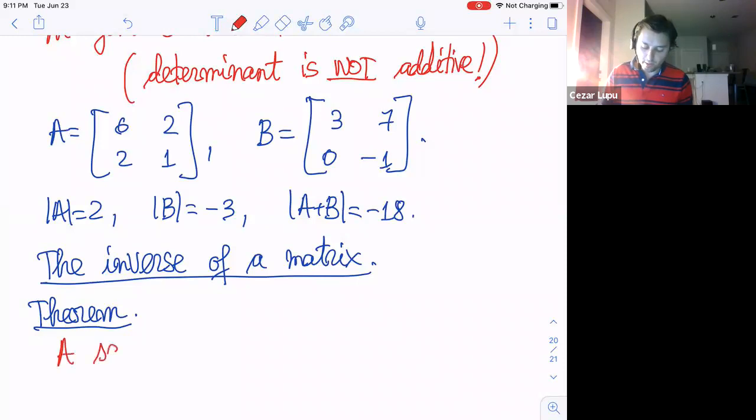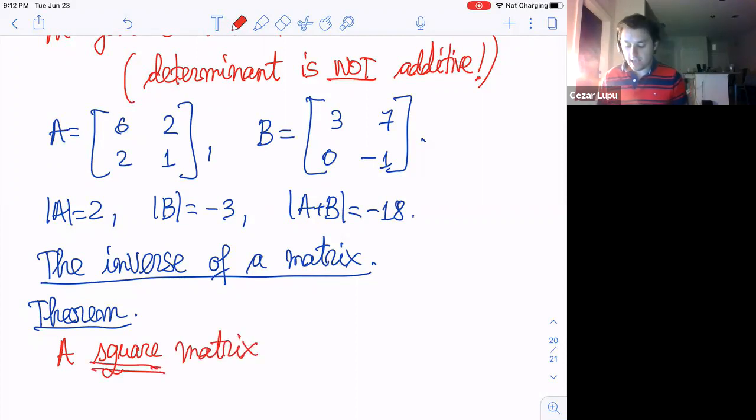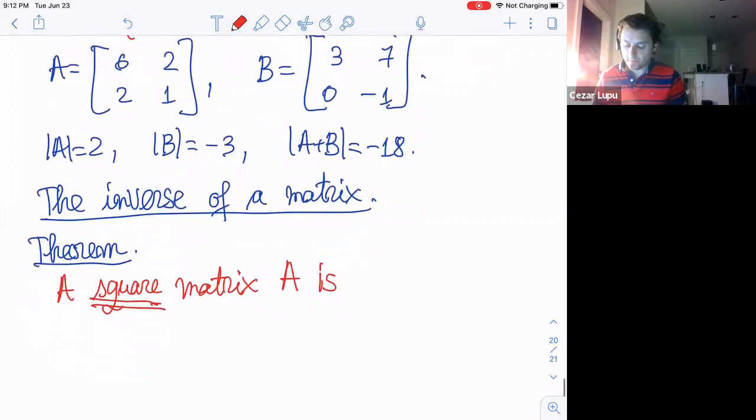We say the following: a square matrix. And by the way, this is very important, the words square matrix. A square matrix A, let's say, is invertible.